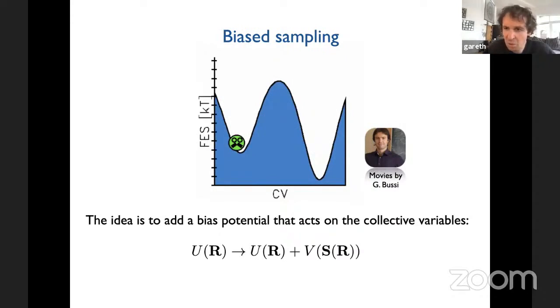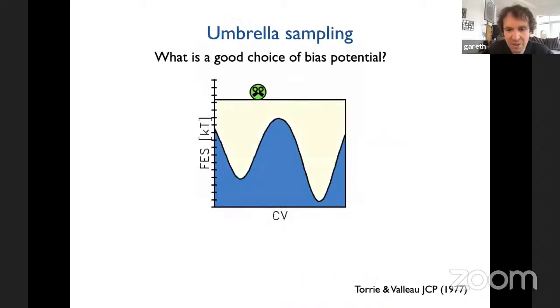So this is where what Giovanni was talking about last week with these bias potentials comes in. The idea is that we add some bias potential that acts on our collective variable to improve sampling. And very early on, it was suggested that the best bias potential that you could use was the free energy.